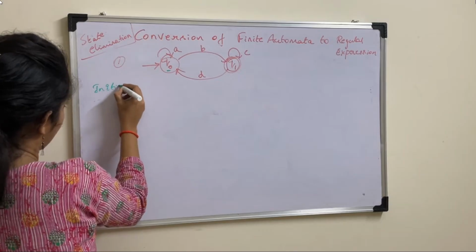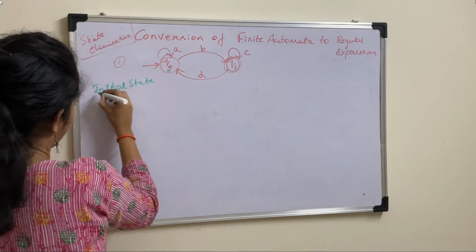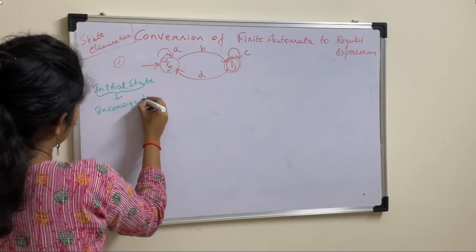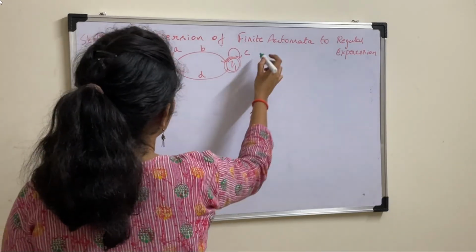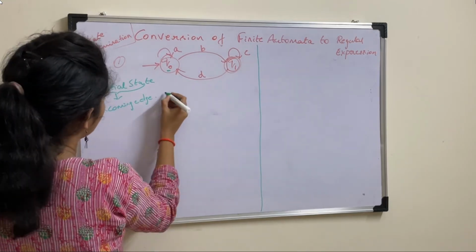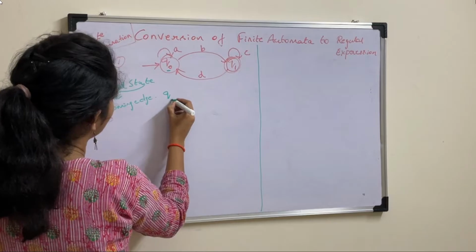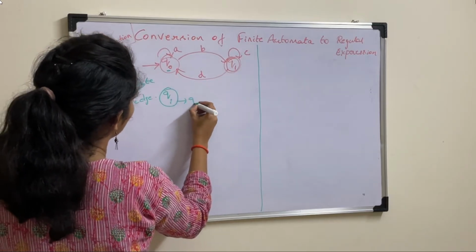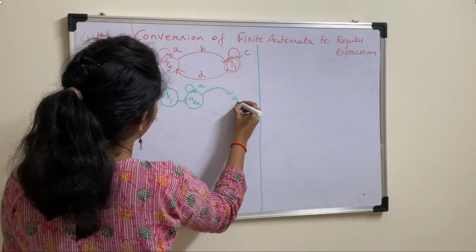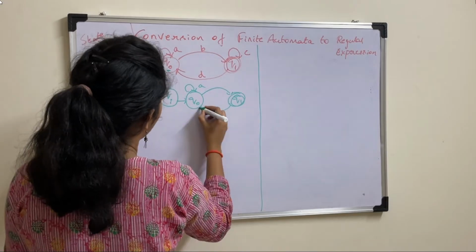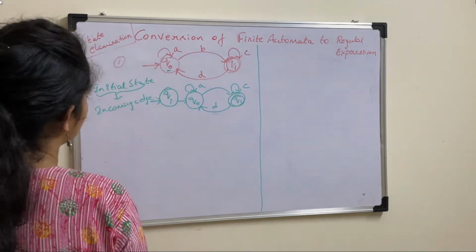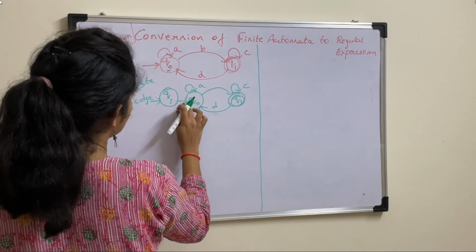So here the initial state has an incoming edge. If this is the case, what will we do? Here you need to create one new state and make it the initial state. So let us create a new state, and you can write the remaining expression as it is. Okay? That's it.